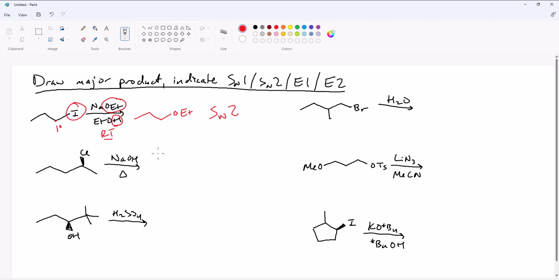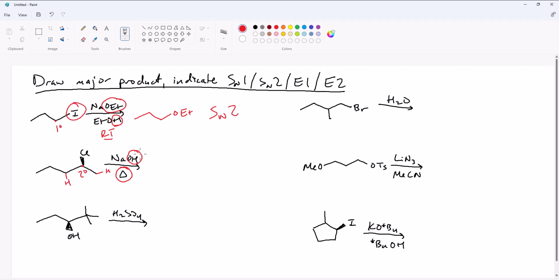unstable. If we look at the second one, we have a secondary alkyl halide, so that's one of those examples that could go either way, elimination or nucleophilic substitution. We have a strong base and we have heat. That is an indicator that we're going to do an elimination reaction. We have two choices. We could do the terminal alkene or the internal alkene.